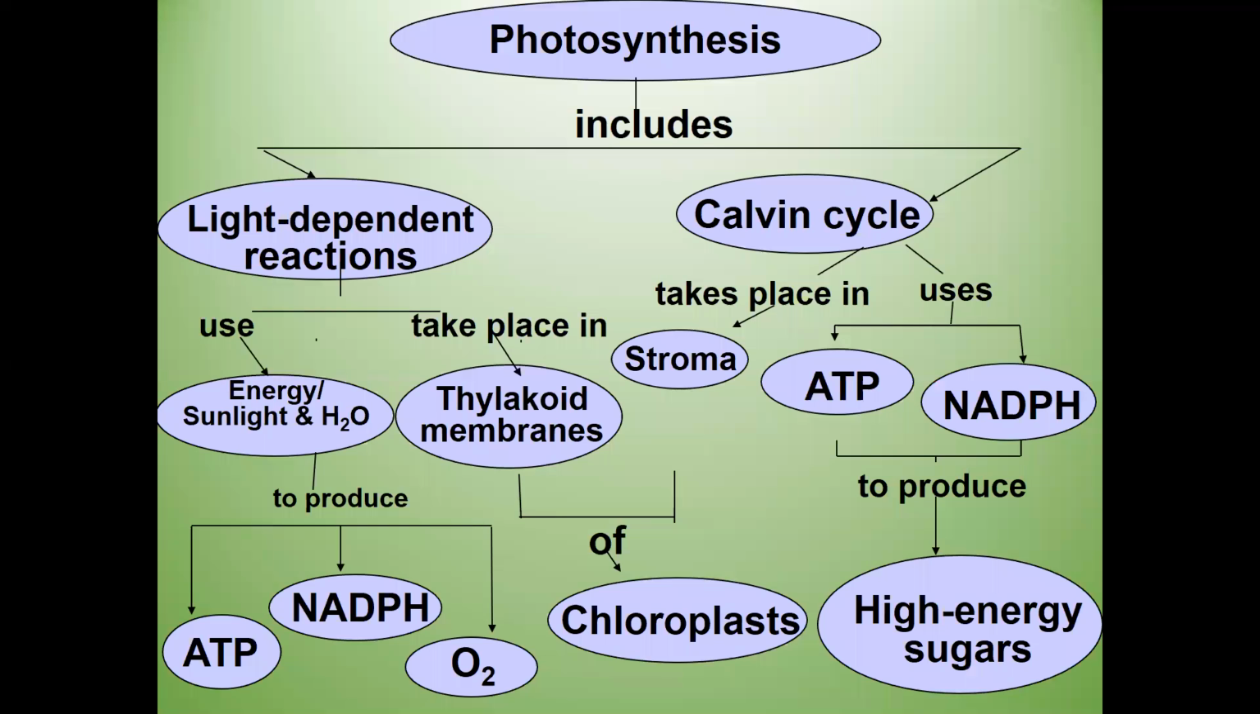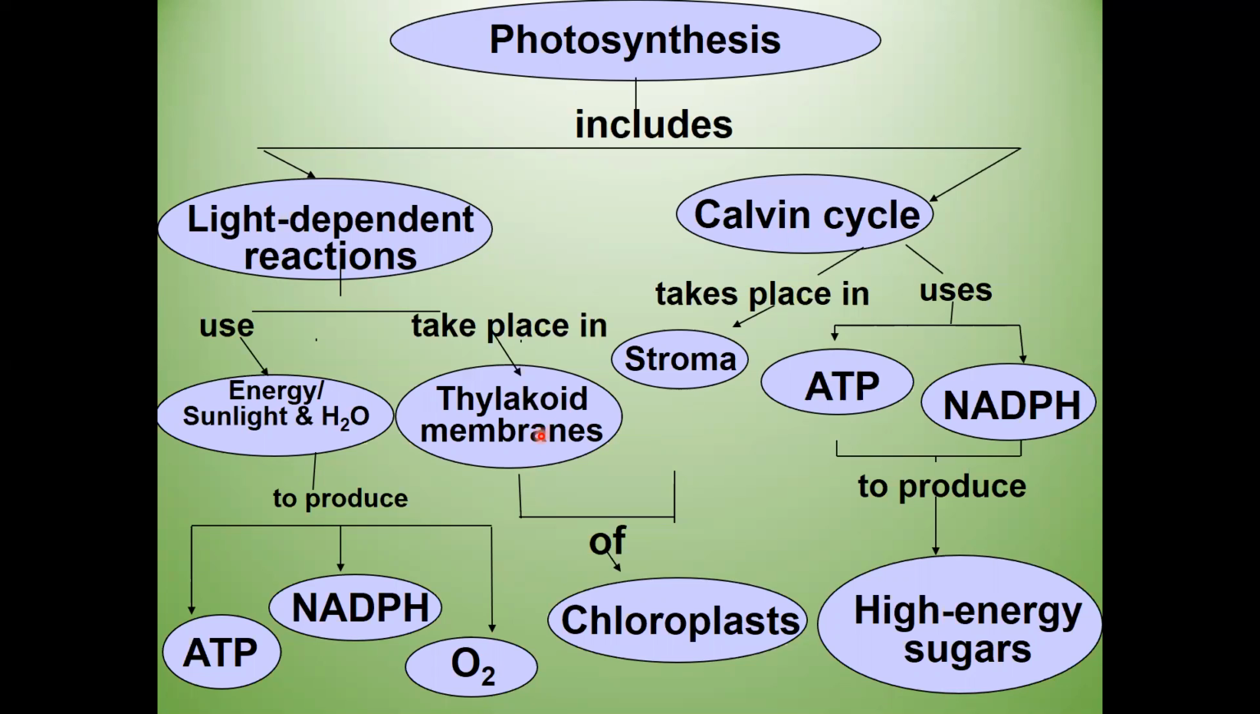Okay, here is another way to picture photosynthesis. And so basically it's taking all of that stuff that we looked at on the last slide and it's saying, okay, let's kind of put it all together in one place. So photosynthesis includes the light-dependent reaction, as well as the light-independent or the Calvin cycle. The light-dependent reaction takes place on the thylakoid membrane. It uses energy, sunlight, and water to produce ATP, NADPH, and the waste product of oxygen.